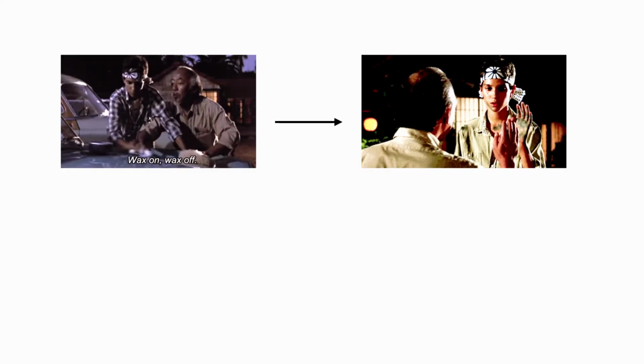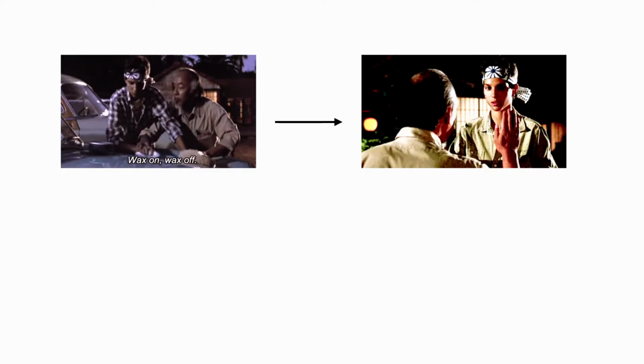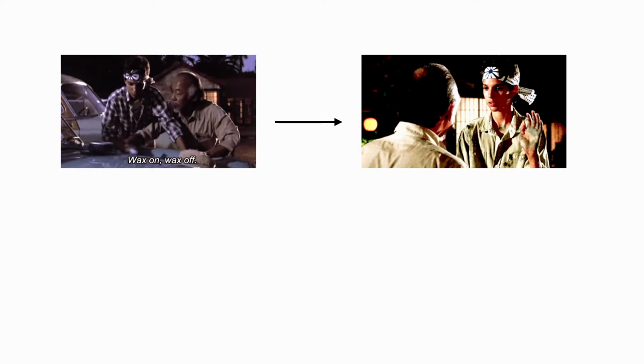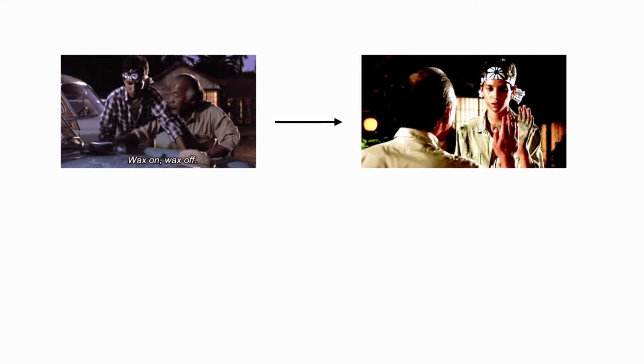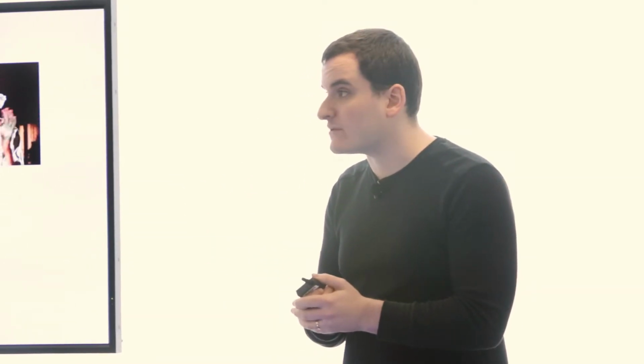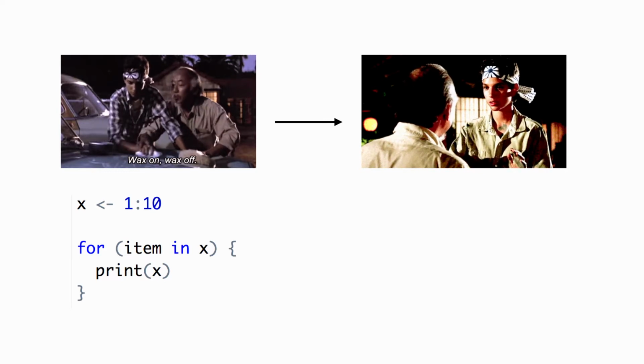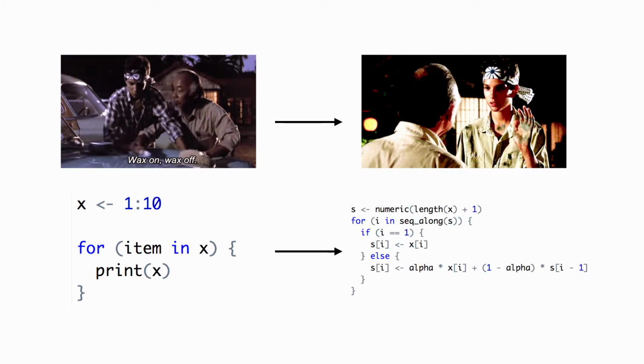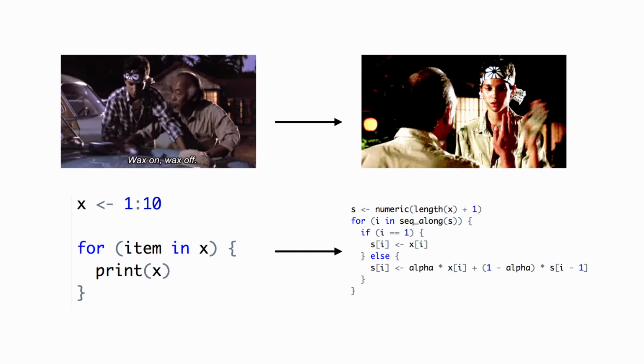having him wax his car and paint his house and do these other meaningless chores. And then Daniel finally gets really angry about it, and it's only later that he realizes that the whole time he's been learning karate without even knowing it. So I think a lot of people think of teaching R that they'll do something similar. They'll teach a for loop that doesn't actually do anything useful. But then later when the student needs it, they'll realize that they've been learning powerful methods all along.